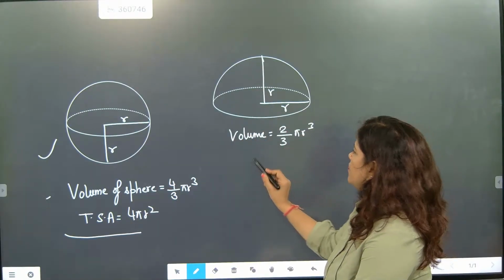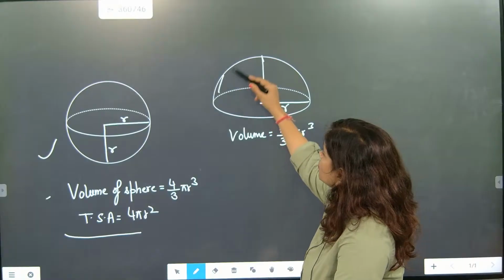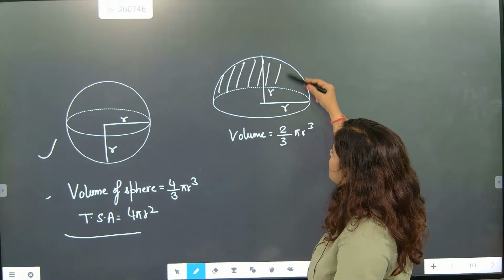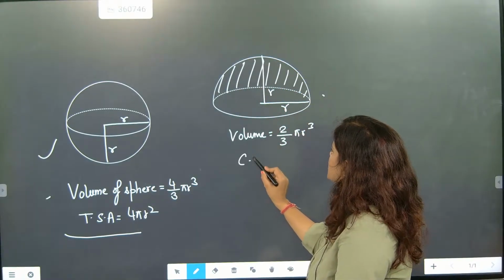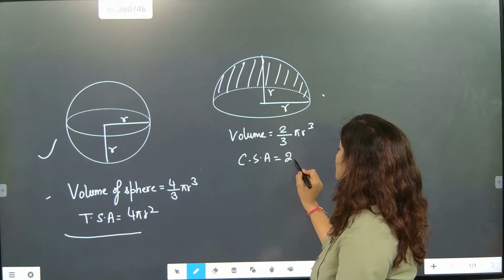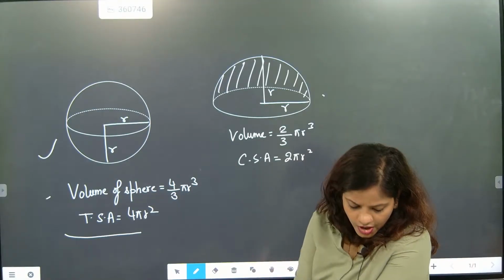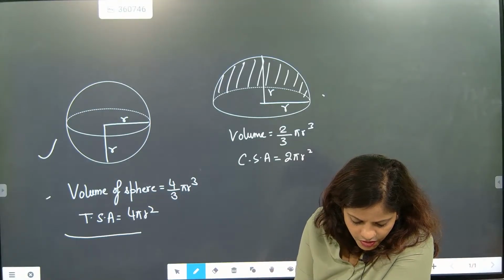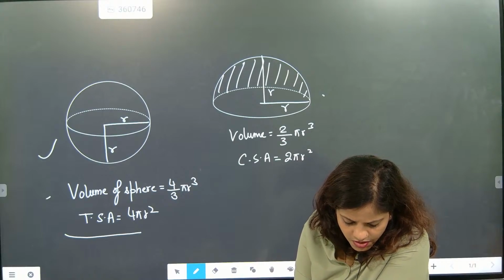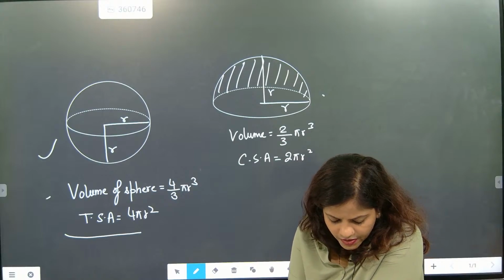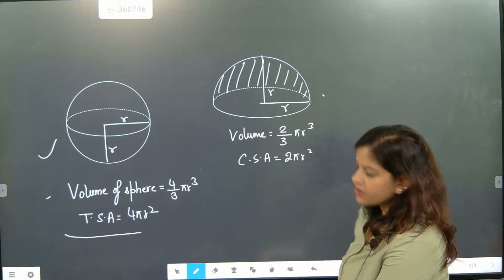Understood. And beta, what will be the CSA? CSA means only the curved part. CSA will be only the curved part. So CSA will be equal to 2 pi r square. Understood. So check it, is it visible or not? I'm checking, beta. Okay, I got it. Second part also send, beta.